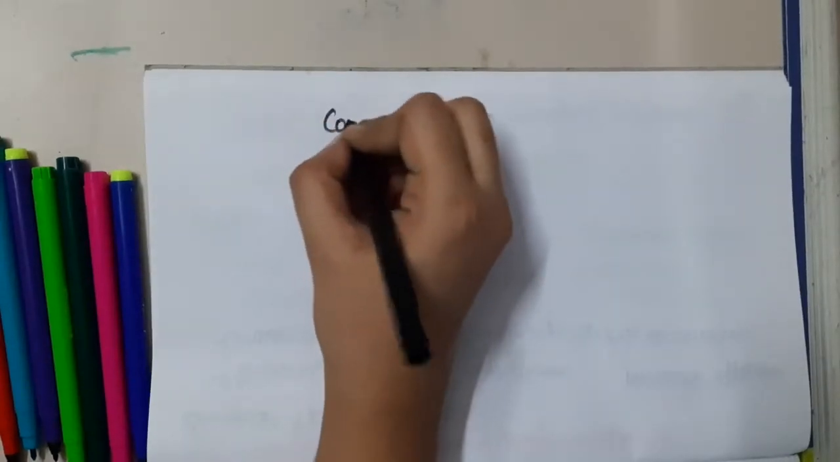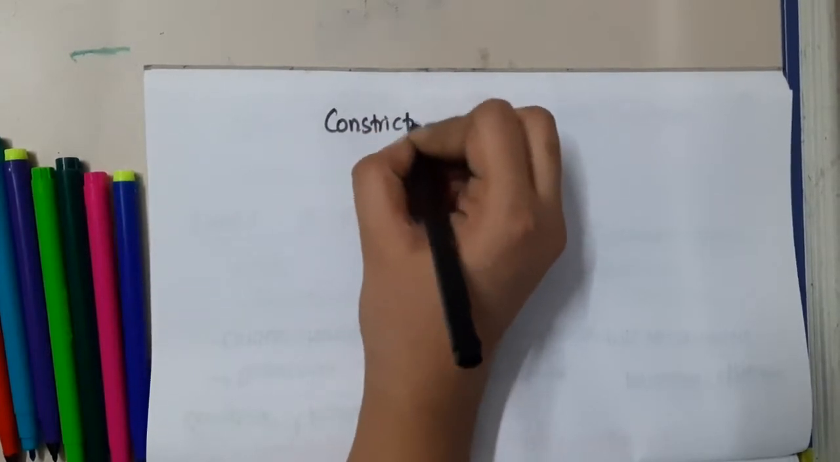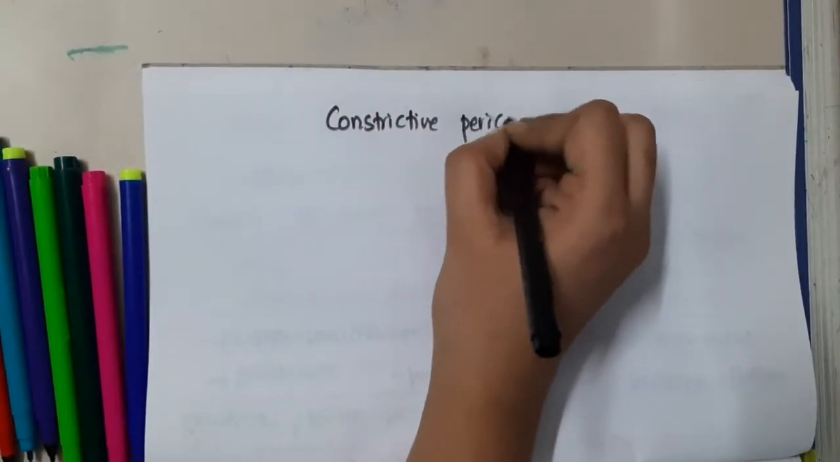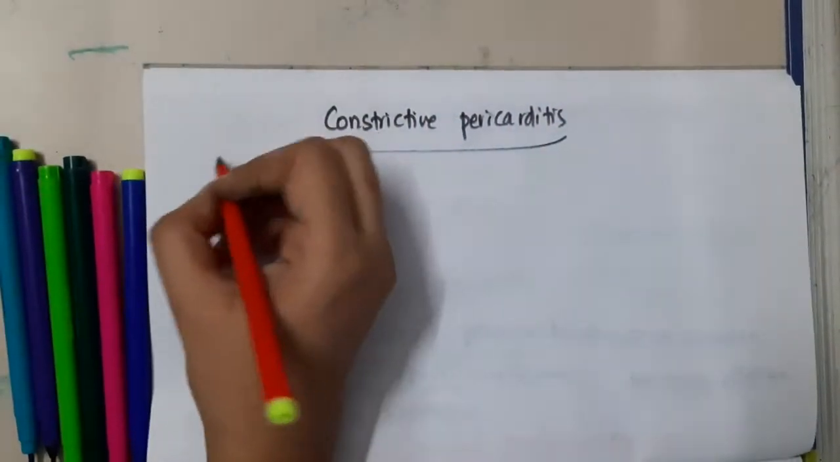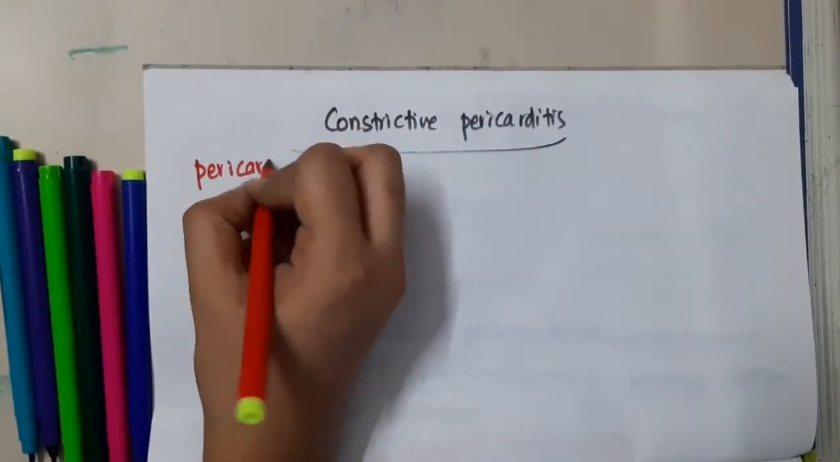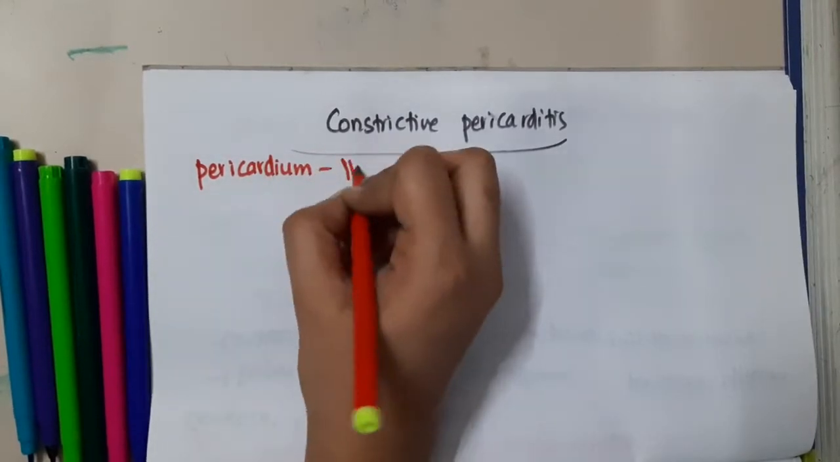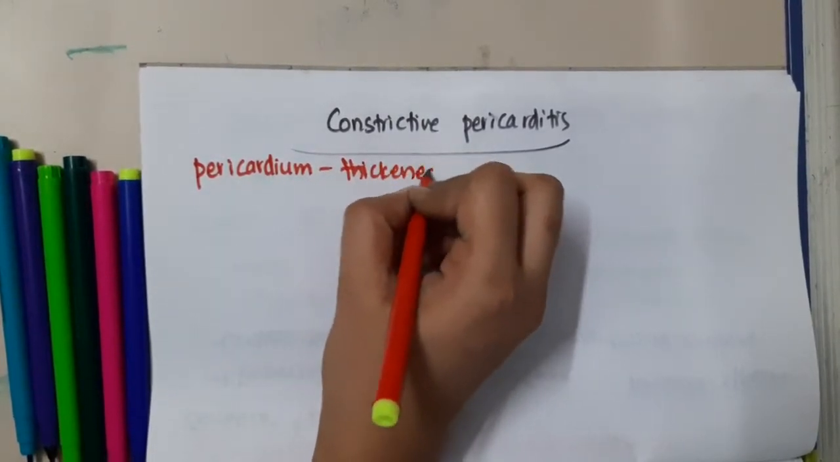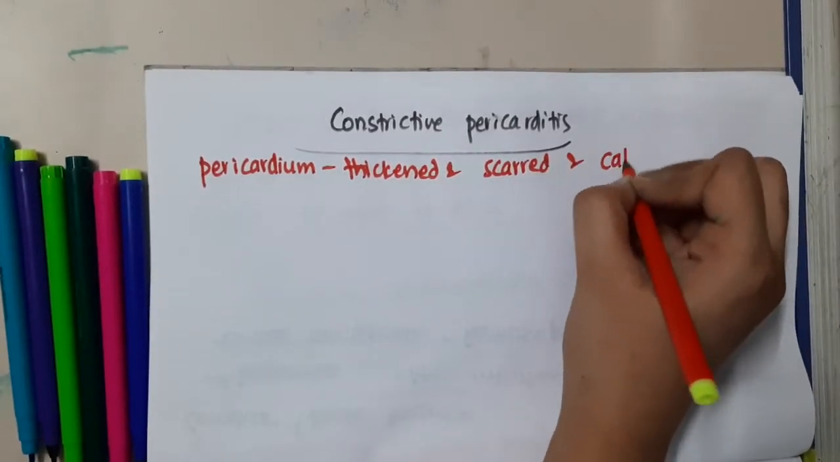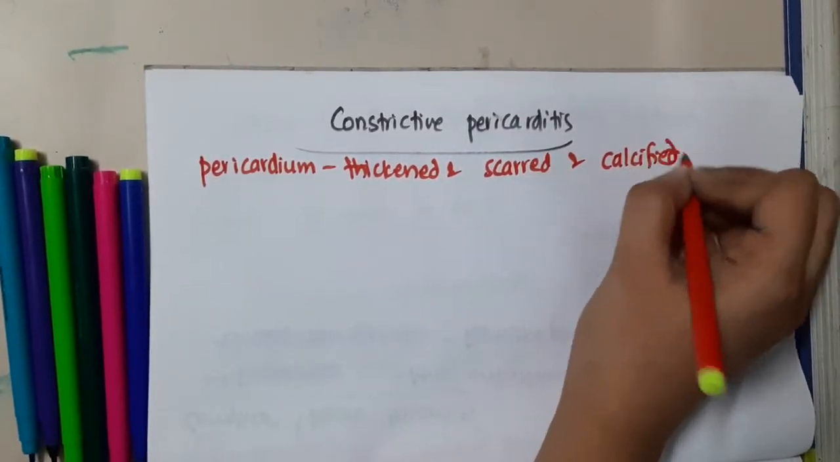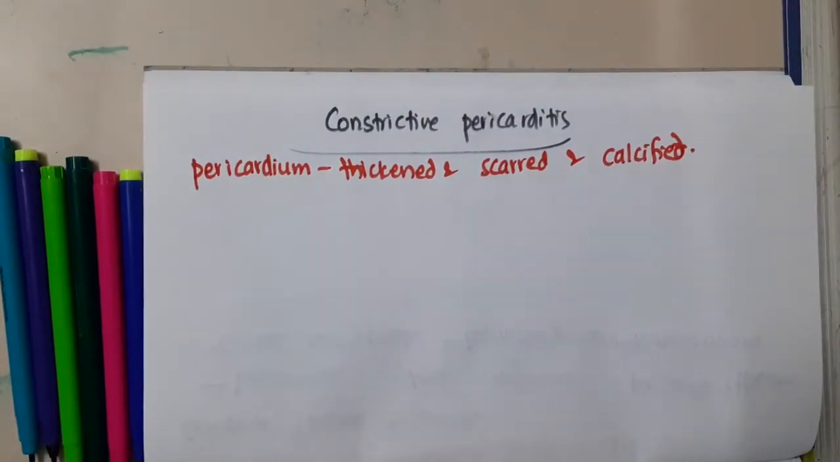Hello friends, let us now learn some important points about constrictive pericarditis. So in constrictive pericarditis, you will see that the pericardium is thickened, scarred, and often calcified.